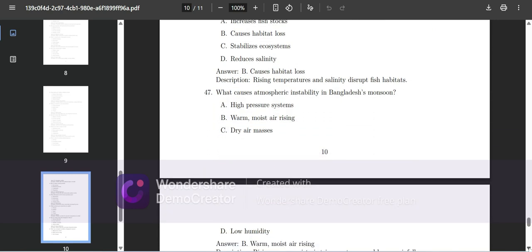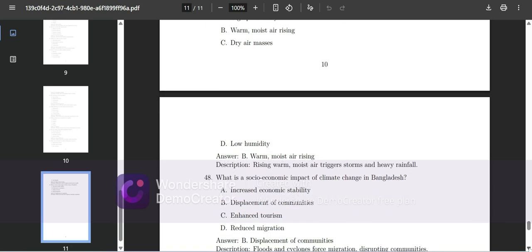What causes atmospheric instability in Bangladesh's monsoon? Warm moist air. Rising warm moist air triggers storms and heavy rainfall.